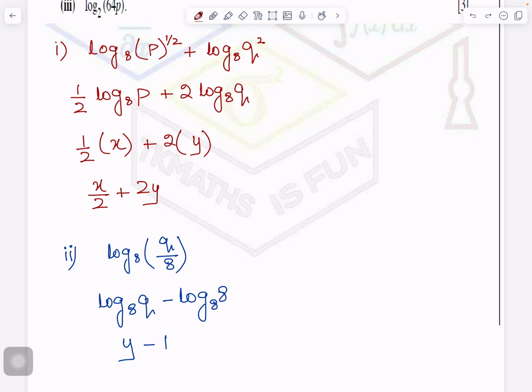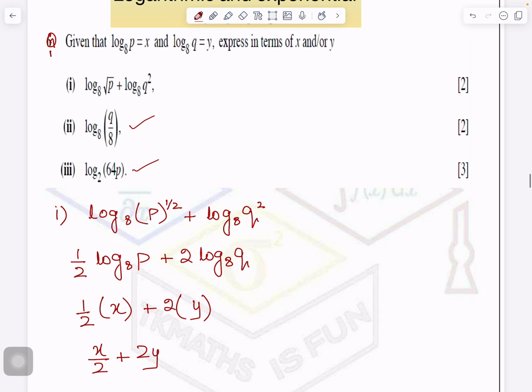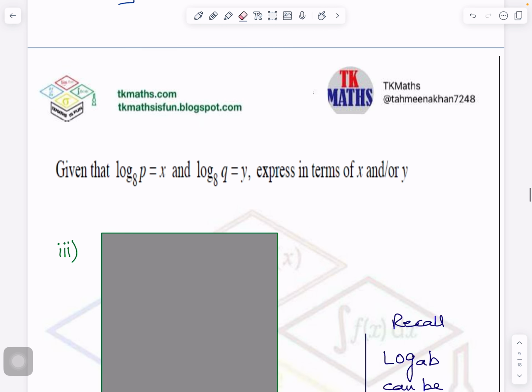Right. Now part 3, which is here. Which rule will you apply? Right, you will apply the product rule. But what is different here? When you have to change it into x and y, you should have base 8. What is the base here? 2. So here it is a little challenge. Let's see how to solve it.